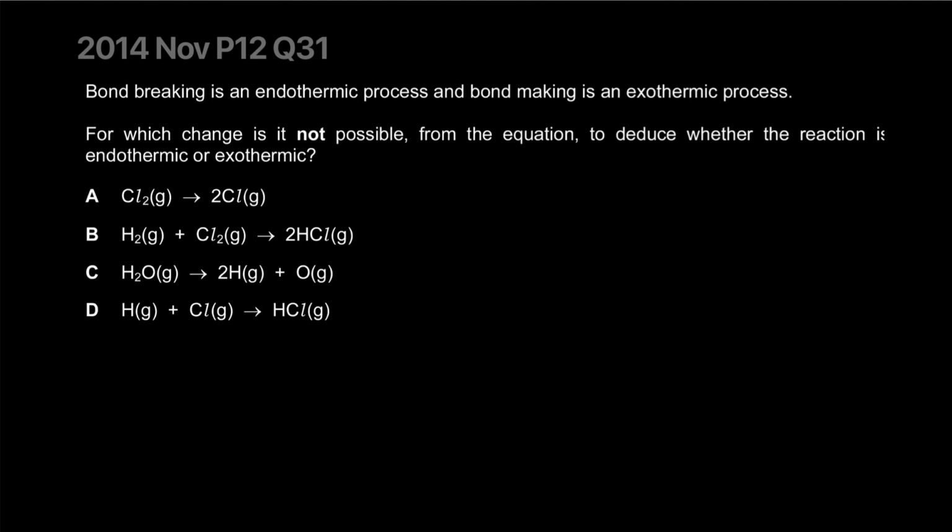Let's move on. Bond breaking is an endothermic process and bond making is exothermic. For which change is it not possible from the equation to deduce whether the reaction is endothermic or exothermic? Well, that's really easy to figure out. In A, a chlorine bond is being broken and chlorine atoms are being formed and they're gaseous, right? So only bond breaking is happening, and bond breaking is endothermic. This reaction has a positive enthalpy change because it's an endothermic process.